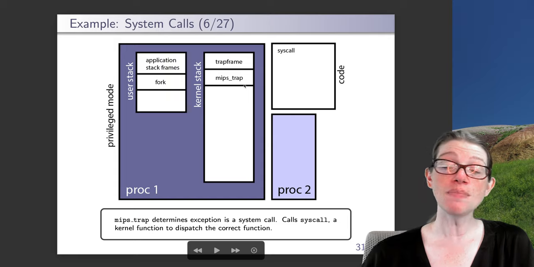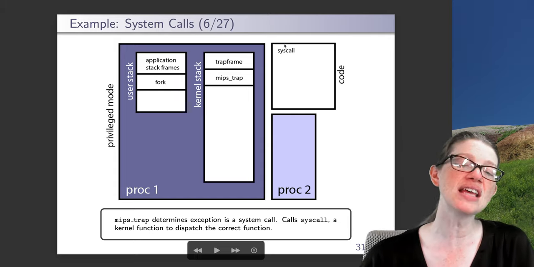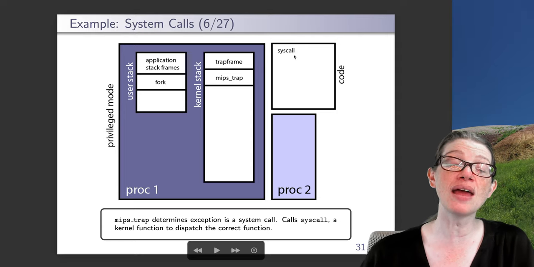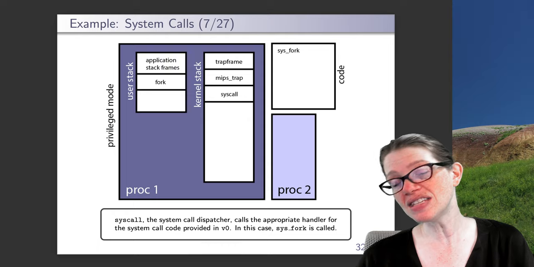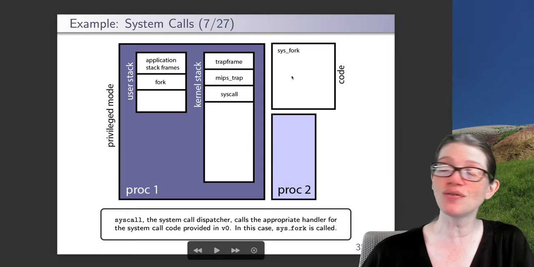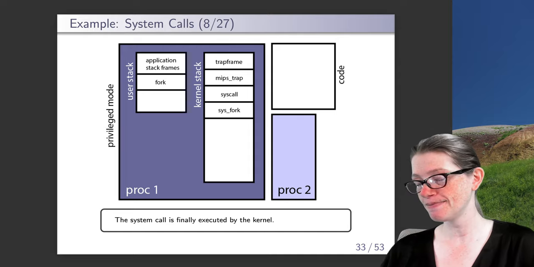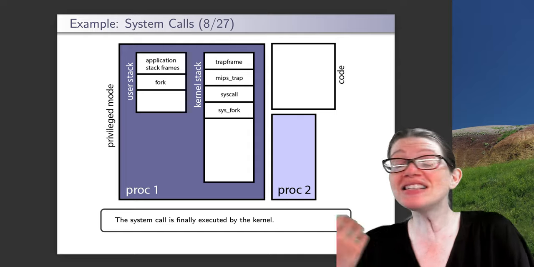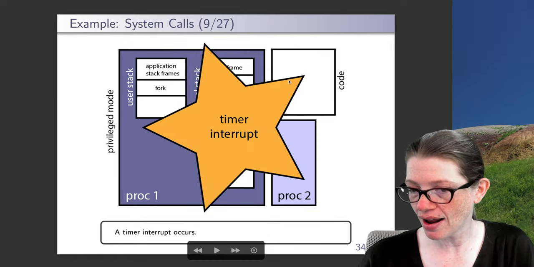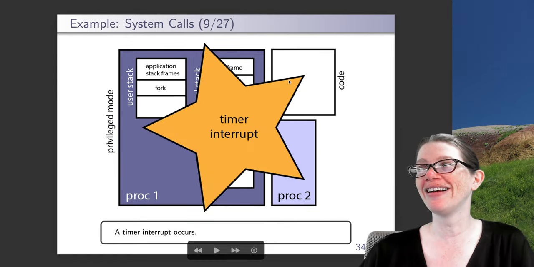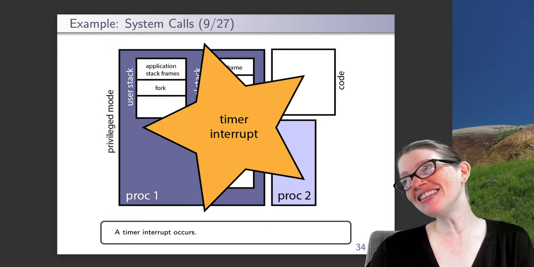MIPS trap realizes this is a system call. We can re-enable exceptions. And so we're going to call this and then call the system call dispatcher. In the system call dispatcher, we realize register V0 has fork. So we call sysfork. Now remember, exceptions are enabled, so the following can happen. A timer interrupt.